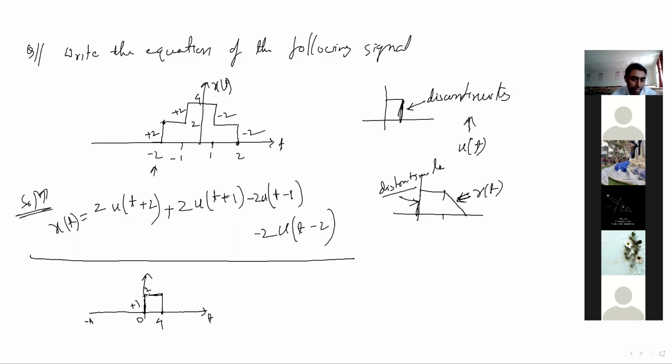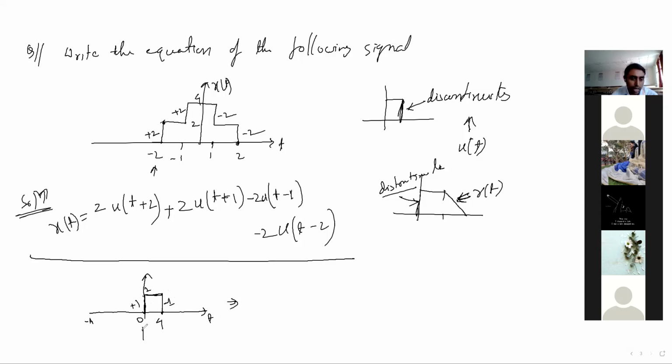It's rising, but at 4, it falls from 1 to 0 in amplitude. So there is another discontinuity, and you can write here minus 1. So how do we plot this signal? You have two discontinuities, which means two unit step signals will come.